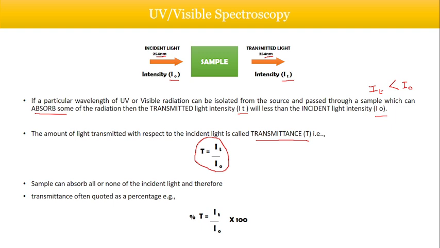In most cases we consider the intensity of the incident light to be 1 or 100, depending on how you are calculating. When we are calculating in terms of percentage, the intensity can be considered as 1, and say IT is 0.2. So 0.2 by 1 into 100, so 20% of the light has been transmitted. From here we can comment on the transmittance value. Samples can absorb all or none of the transmitted light, and therefore transmittance can be quoted as a percentage.